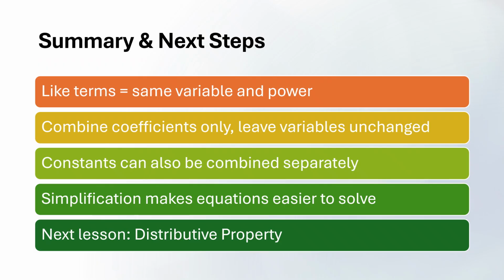Let's recap. Like terms have the same variable and exponent. We combine coefficients only, keeping the variable unchanged. Constants can also be combined, but separately from variables. Simplifying expressions step by step makes solving equations much easier. Next, we will learn the distributive property, which uses these same skills in a new way.